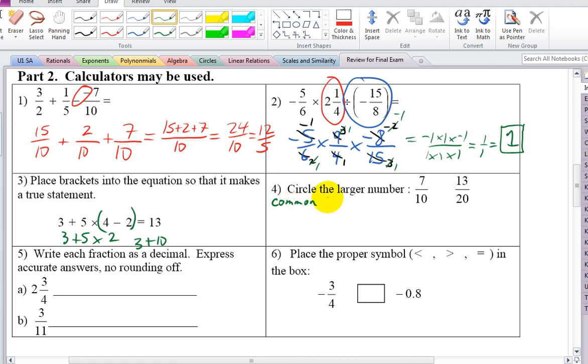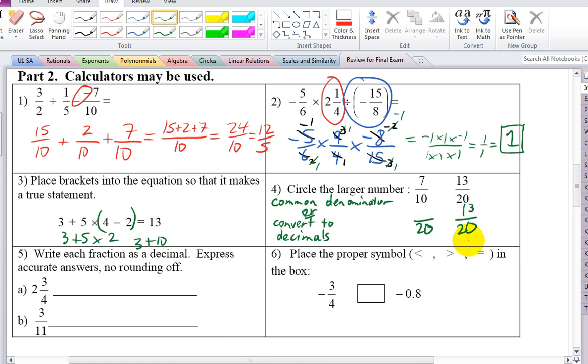Good. Or what's the other thing you could do? Convert to decimals. Now, I always encourage fraction skills, so let's get a common denominator for this one. Since they're both fractions, and you've got 10 and 20, that's easy, right? So 13 over 20, what's the next one become?